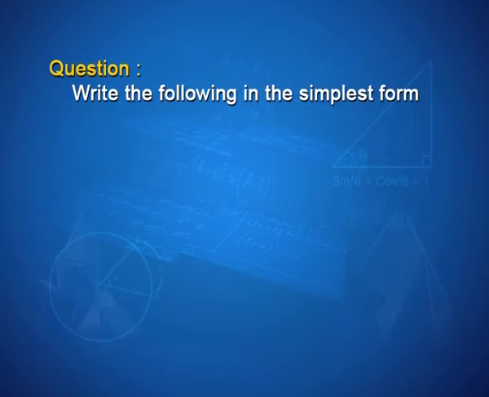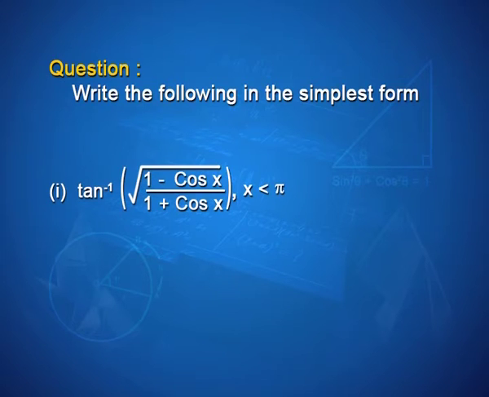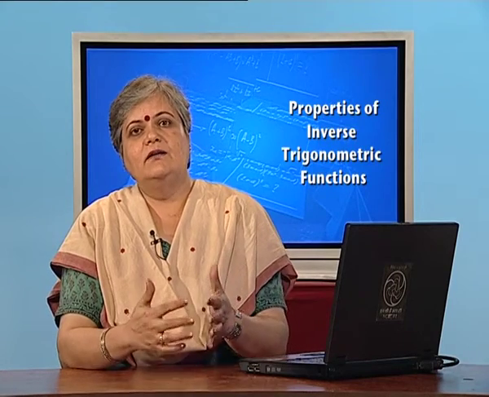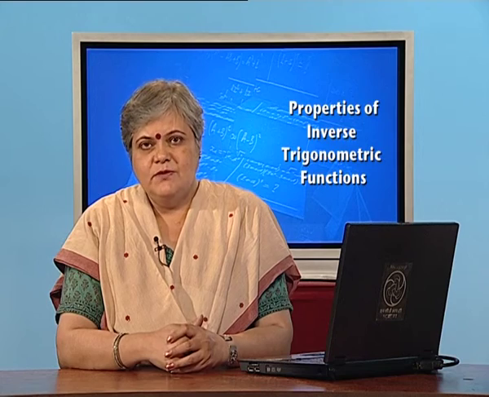You have to write the following in the simplest form. I have 2 examples here. The first one is tan inverse of root of 1 minus cos x by 1 plus cos x, and there is also a restriction on x given, x is less than pi. You have to write it in the simplest form. The second one, tan inverse of under root of 1 plus x square minus 1 by x, x is not equal to 0. So, how does one start writing these expressions in the simplest form?